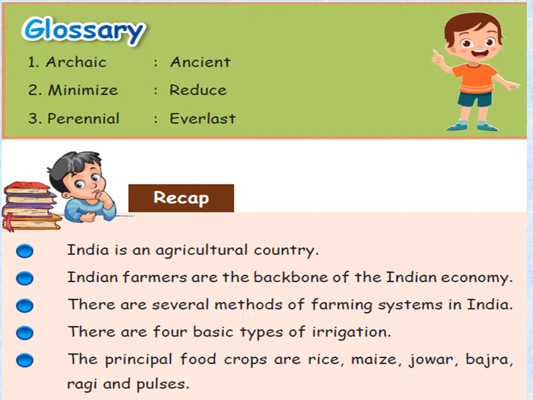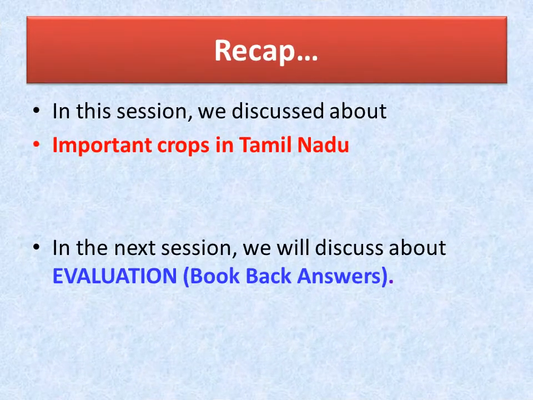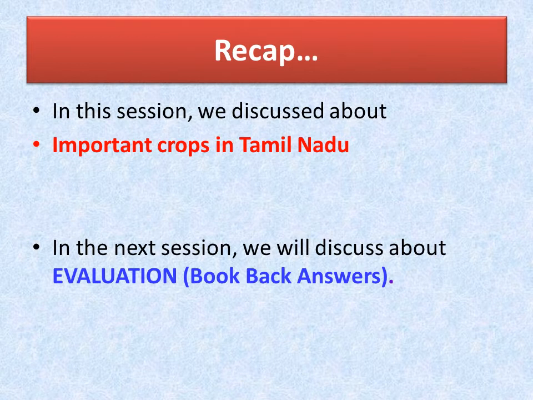Let us go through the recap. Children, India is an agricultural country. Indian farmers are the backbone of the Indian economy. There are several methods of farming systems in India, and there are 4 basic types of irrigation. The principal food crops are rice, maize, jowar, bajra, ragi, and pulses. Before winding up today's session, let us have a recap of what we've learned here.